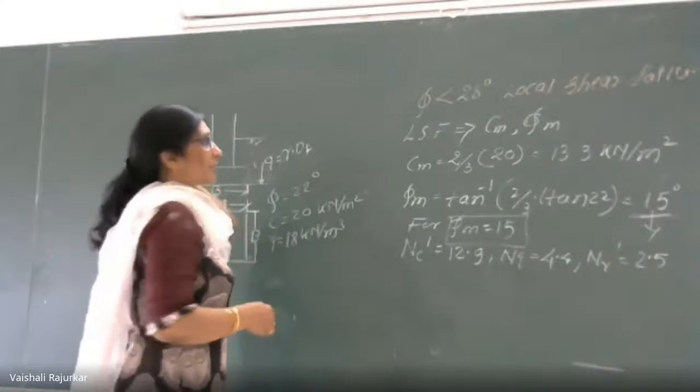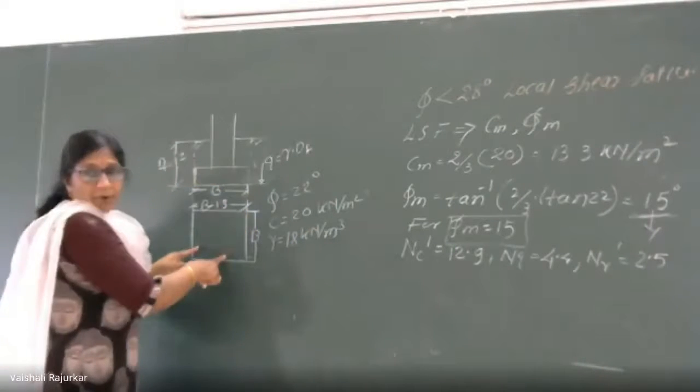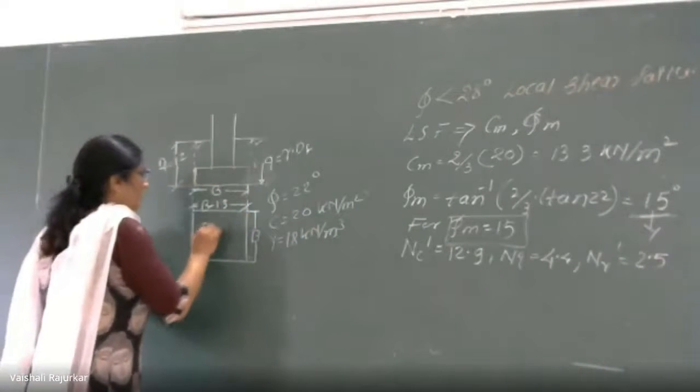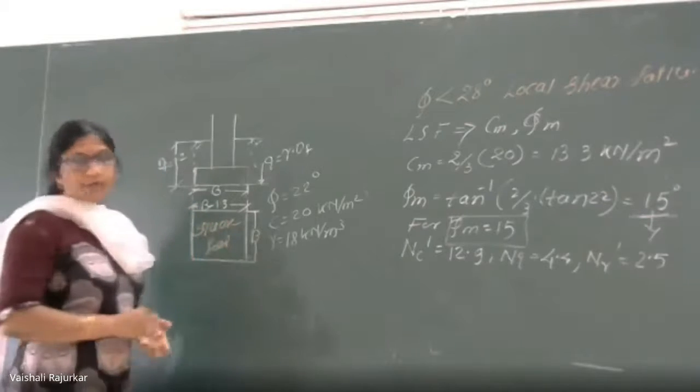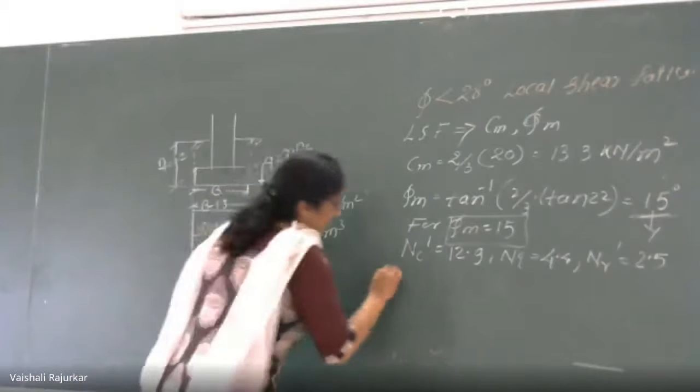Now again, one more thing is given. Which type of foundation is this? This is a square footing. So as it is a square footing, what is the equation?